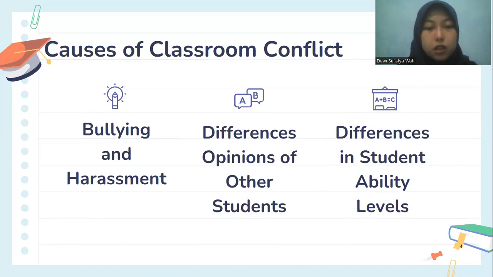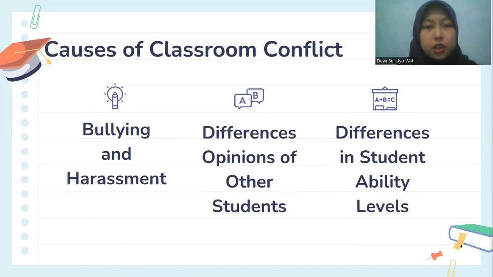Next is differences of opinion of other students. For children, differences of opinion can trigger conflict. An increasing conflict and wounded sentiment can be caused by insults, snap decisions, and a lack of understanding on both sides.